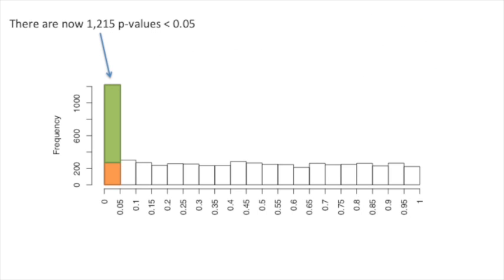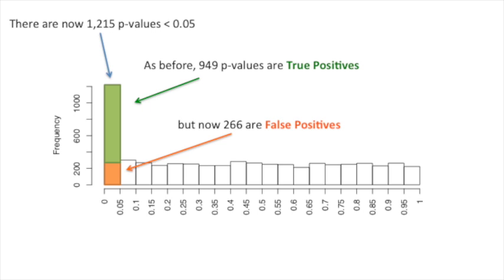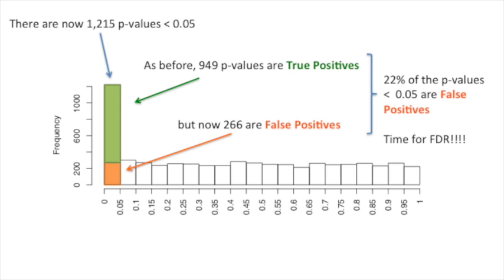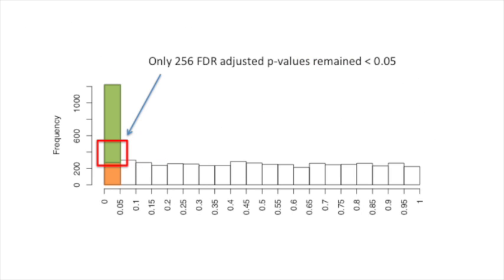There are now 1,215 p-values less than 0.05. As before, 949 p-values are true positives. But now, 266 are false positives. 22% of the p-values less than 0.05 are false positives. That means it's time for edgeR. After adjusting for multiple testing, only 256 edgeR adjusted p-values remained less than 0.05.